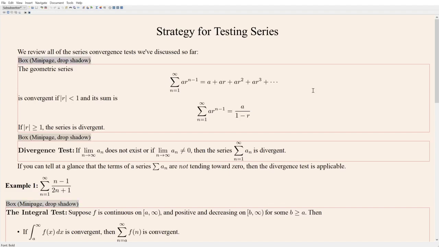So in this section, we're just going to review all of the different tests for series that we have looked at so far, and give examples. So first off, of course, there's the geometric series. This one you should have memorized, absolutely. So this guy converges if the absolute value of r is less than 1 and diverges otherwise. And the geometric series is unique in that we actually have a formula for the sum.